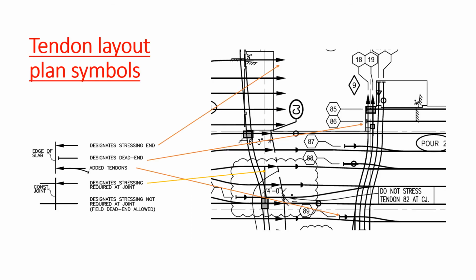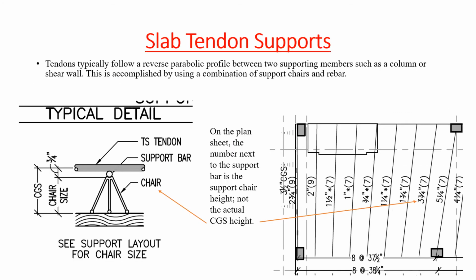Take a moment to review the layout plan symbols for stressing ends, dead ends, and added tendons. Also shown are points requiring stressing at a construction joint. Tendons typically follow a reverse parabolic profile between 2 supporting members, such as a column or shear wall. This is accomplished by using a combination of support chairs and rebar.